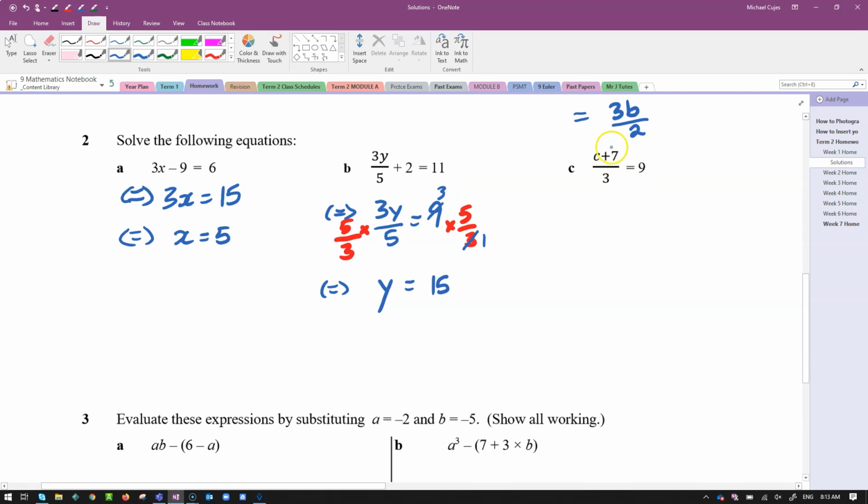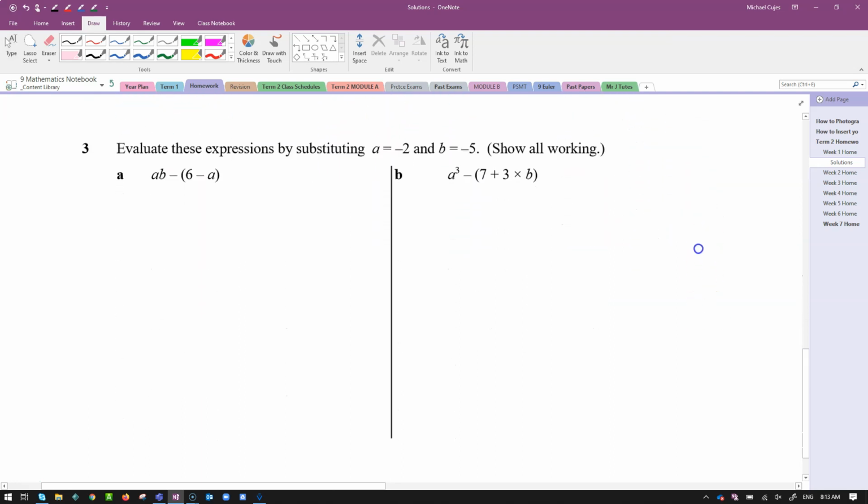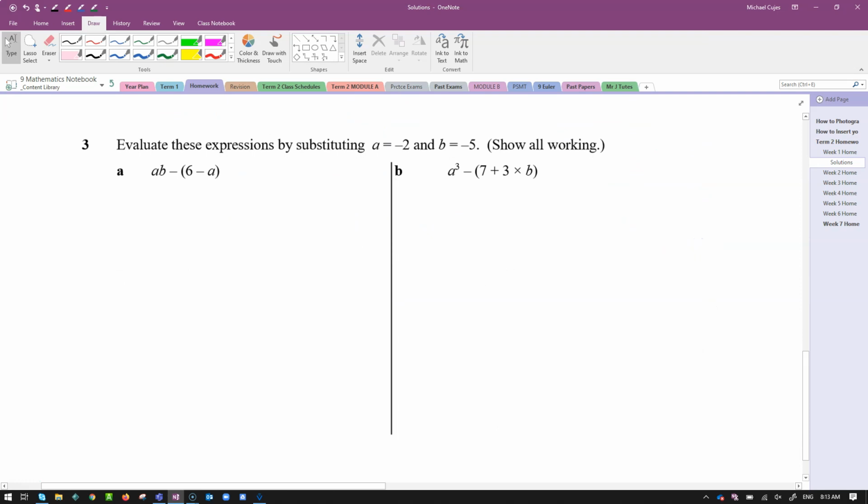Lucky last over here, I can't subtract that 7 until I've got rid of that denominator first, so I multiply by 3. C plus 7 equals 3 9s are 27. Subtracting 7, C equals 20. All right, make sure you're following along again. Let's have a look at question 3. Evaluate these expressions by substituting. When you substitute in, please substitute in brackets. So A is -2, B is -5, minus 6 minus -2.